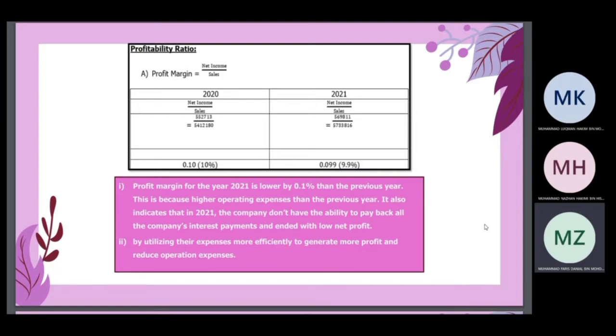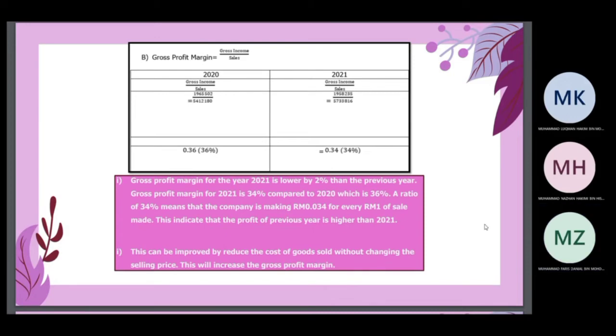It also indicates that in 2021, the company doesn't have the ability to pay back all the company interest payments and ended with low net profit. This can be improved by utilizing expenses more efficiently to generate more profit and reduce operating expenses.